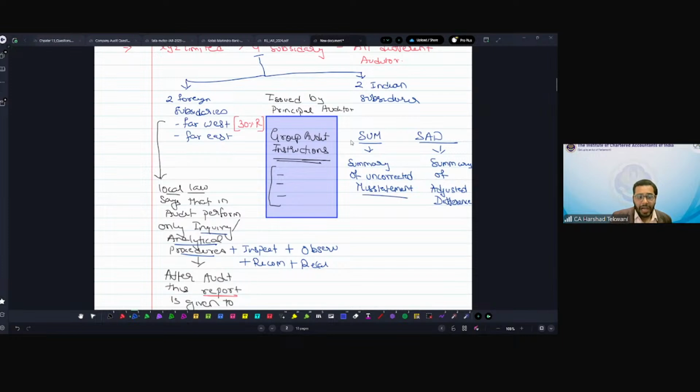Now, these are misstatements which are uncorrected, irrespective of the amount. Sometimes this is referred to as below the materiality level or apart from modification. So you can say this is other than modification. And adjusted difference is, you identified a misstatement, but that has been rectified now. So that difference has been rectified, but a list of such differences is at times required by the principal auditor.